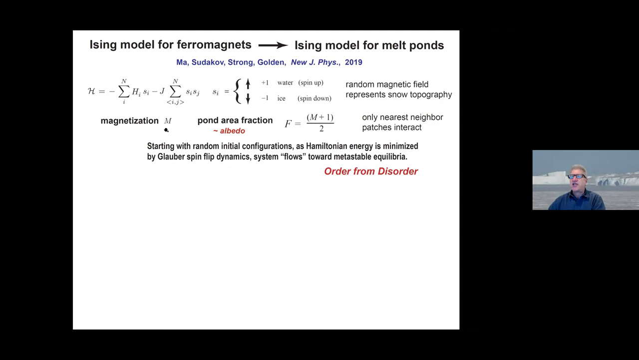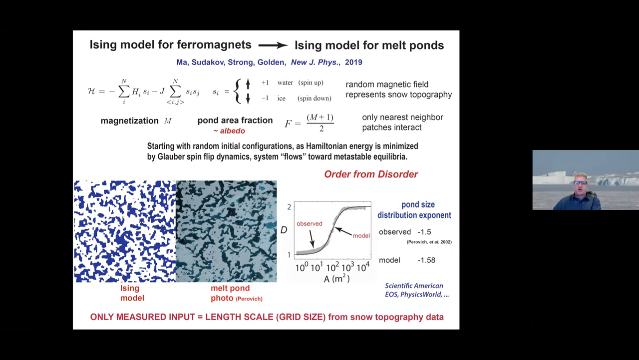And then the magnetization, the order parameter, is basically connected to the key thing here, namely the albedo, the area fraction. And then starting with random initial configurations, as the Hamiltonian energy is minimized by so-called Glauber spin flip dynamics, the system flows toward metastable equilibria. And so these are kind of our results. I mean, to my eye, here's our Ising model and here's the real melt ponds. And we match right up with the predicted fractal dimension, as well as the critical exponent that describes the sizes.